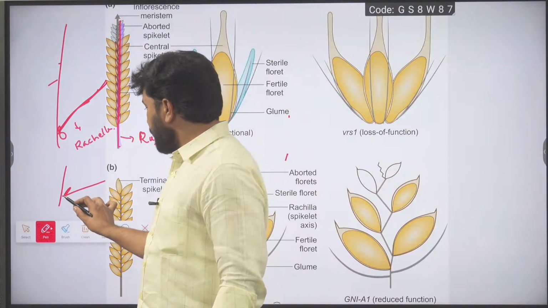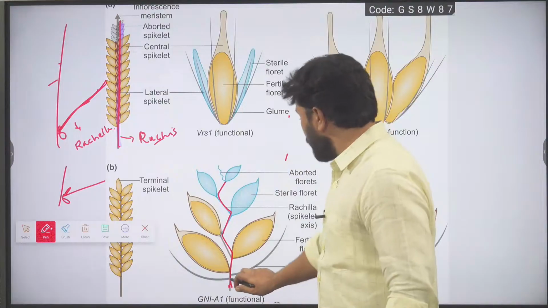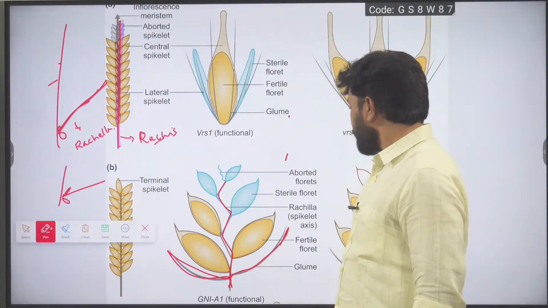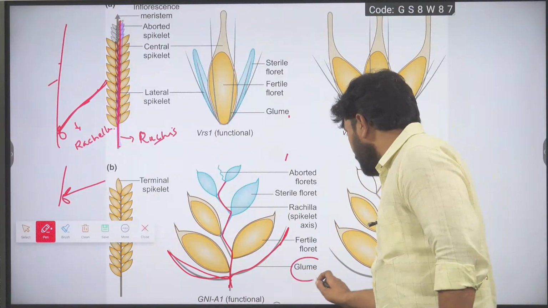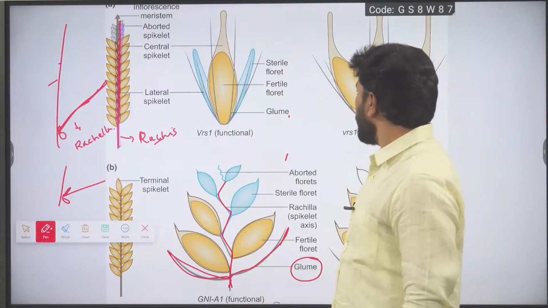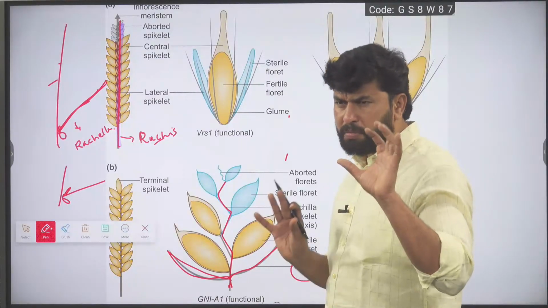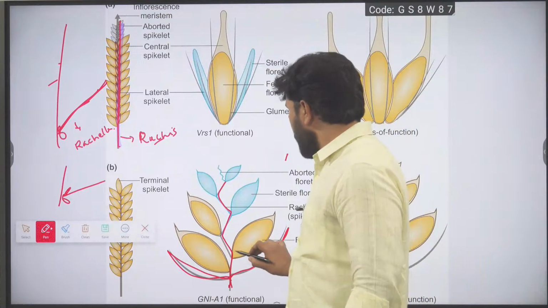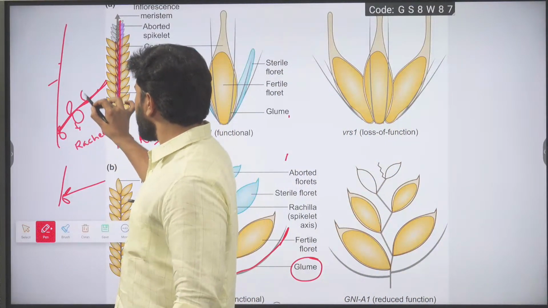At the part where the rachilla has developed, there are 2 reduced leaf-like structures present. These reduced leaf-like structures we call glumes. Are you catching what I am saying? Glumes are reduced bract-like or leaf-like structures. Now, this is rachilla. Here flowers are produced.